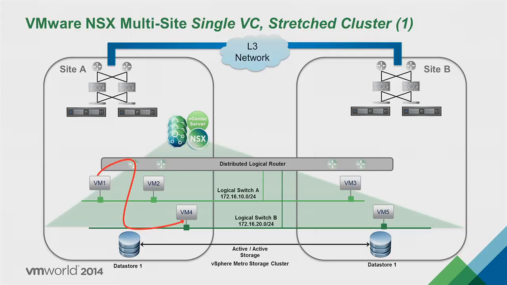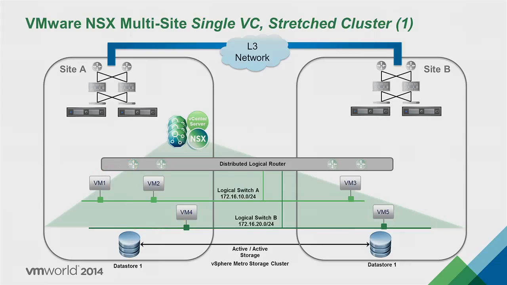So if we look at some of the traffic flows, let's say virtual machine 1 on the left here wants to communicate with virtual machine 4. It sends traffic to its default gateway, which happens to be the hypervisor that it's running on. Our first hop routing decision is made, and then at that point it's a VXLAN forwarding decision where we will query the NSX controller. It will then tell the source host which hypervisor the destination VM4 is running on, and we'll forward traffic directly to virtual machine 4, all within a local site.